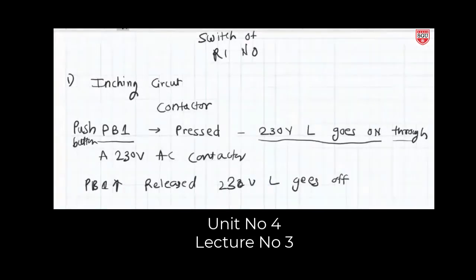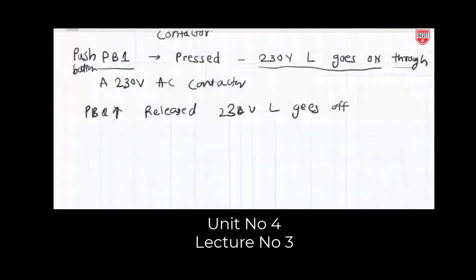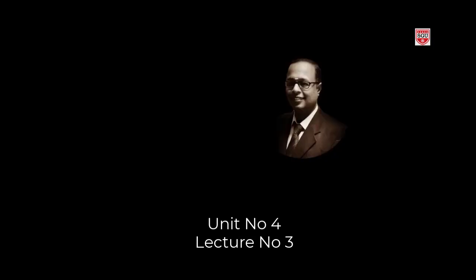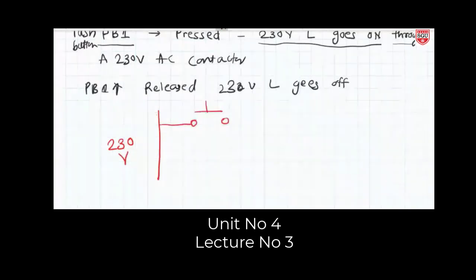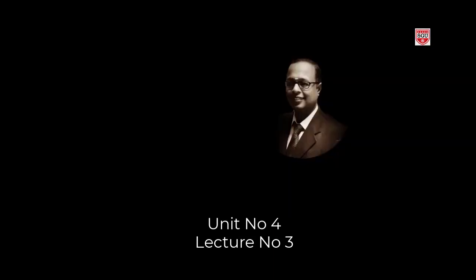Now by using the contactor, we have to do this. So how to do it? Just see, I will show you an example first. Here there is only a 230 volt supply, so we will have only a 230 volt line. Then as per our problem, there is one push button. When I push this push button, the bulb should turn on, but not directly. It should turn on through the contactor.